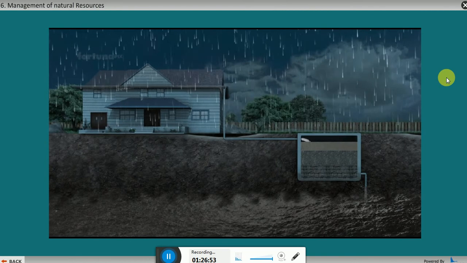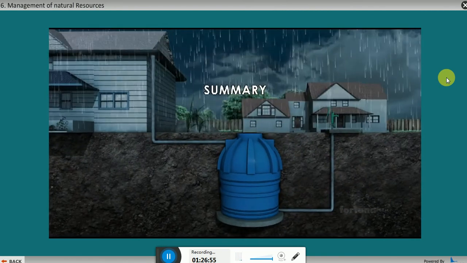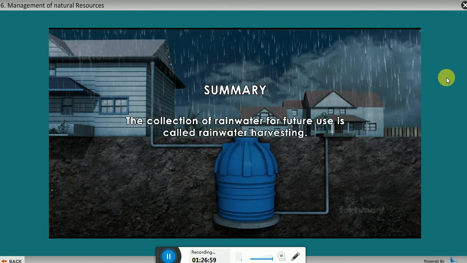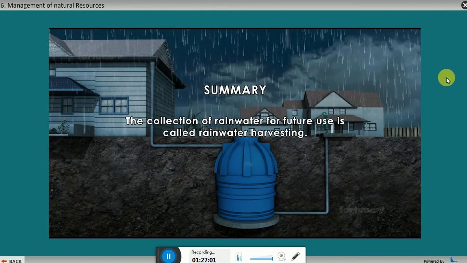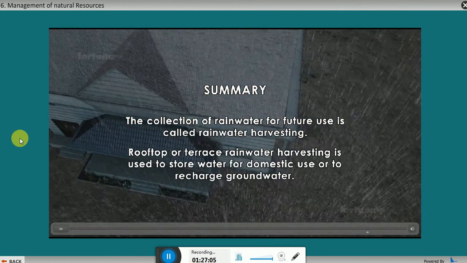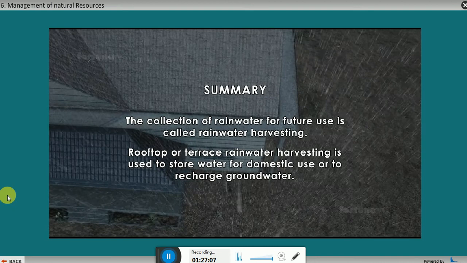Summary: the collection of rainwater for future use is called rainwater harvesting. Rooftop or terrace rainwater harvesting is used to store water for domestic use or to recharge groundwater.